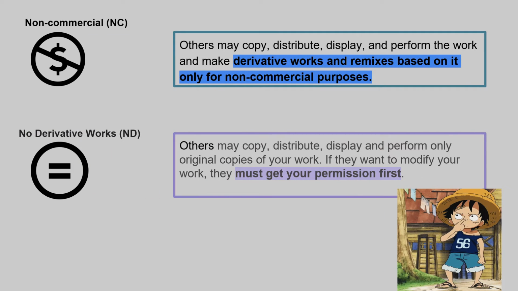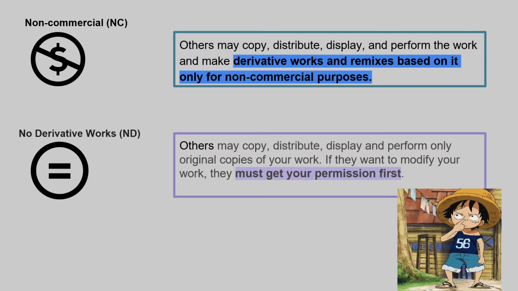Third, non-commercial, NC. Others may copy, distribute, display, and perform the work and make derivative works and remixes based on it only for non-commercial purposes. But they must get the copyright owner's permission first for anything else.